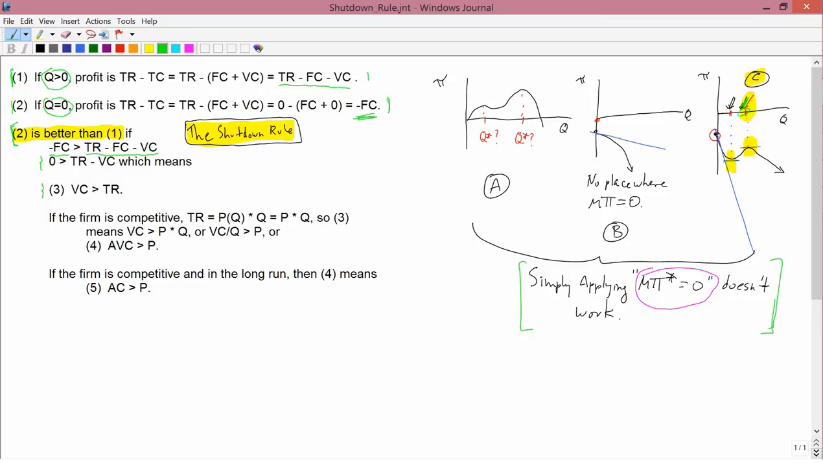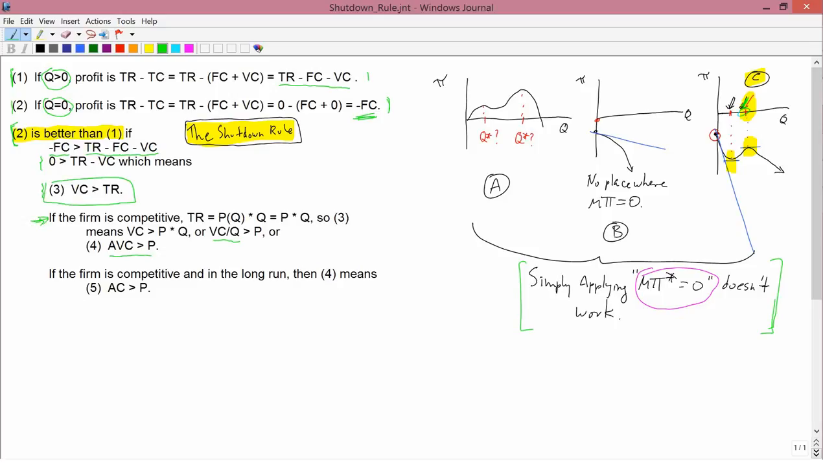Now I discuss two special cases. The first special case: if the firm is competitive, total revenue, which in general is P of Q times Q, is just equal to P times Q, because P is a constant if the firm is competitive. So inequality 3 then means VC is greater than P times Q, or dividing both sides of that inequality by Q, VC divided by Q is greater than P, and VC divided by Q is average variable cost. So you end up with average variable cost greater than P. So the basic condition is 3.